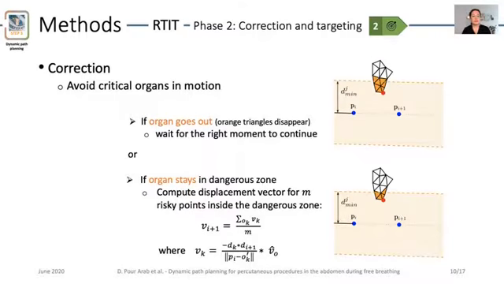However, some organs may remain inside the safety zone. That's the second case illustrated on the bottom video. In this case, to avoid the organ, the trajectory has to be slightly corrected by a displacement vector vi+1.